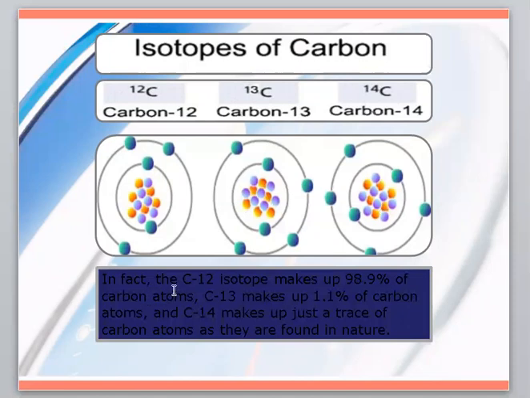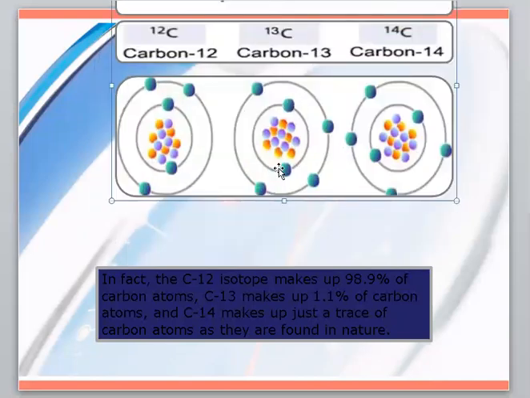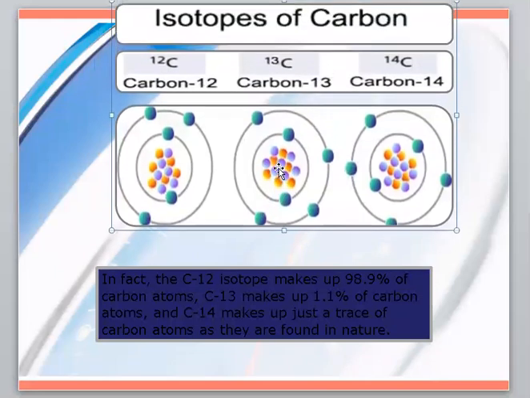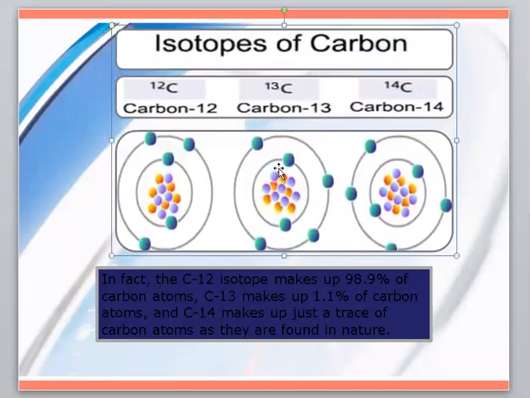In fact, the carbon 12 isotope makes up 98.9% of carbon atoms. Carbon 13 makes up 1.1% of carbon atoms, and carbon 14 makes up just a trace of carbon atoms as they are found in nature. So, carbon shows three types of isotopes: carbon 12, carbon 13, and carbon 14.